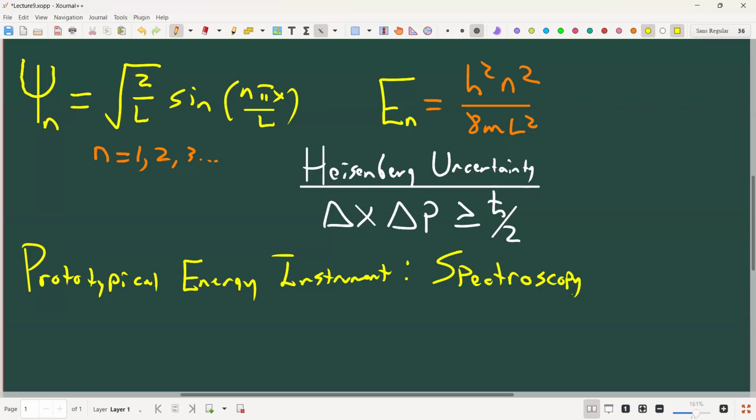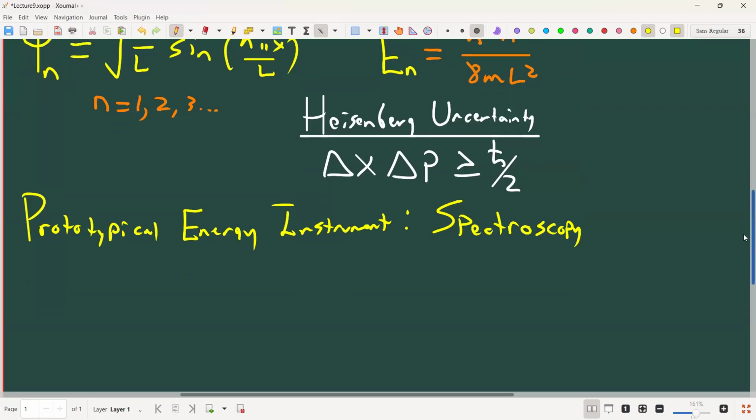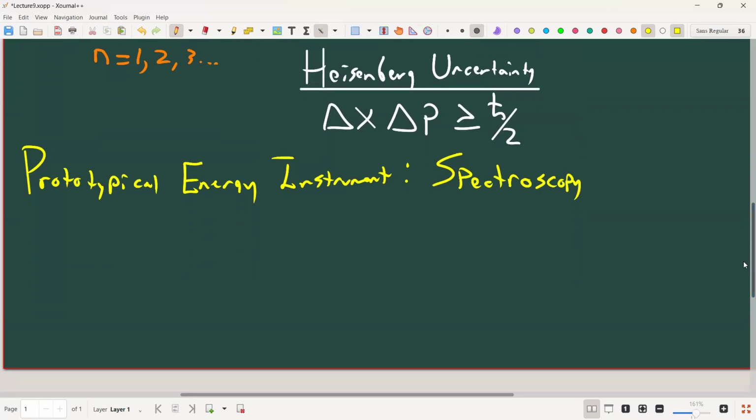But let's do spectroscopy on this particle in the box. Basically, we're using light to give the particle in the box a kick. Remember, higher energy just means higher kinetic energy. We're going to use the light to give it a physical kick, get it moving. But first we need to talk about what light is. What is the thing that's interacting with our system? So let's do a very, very simple design of our experiment.